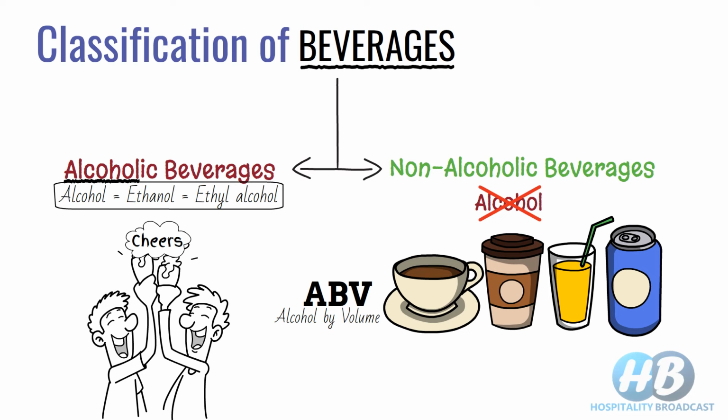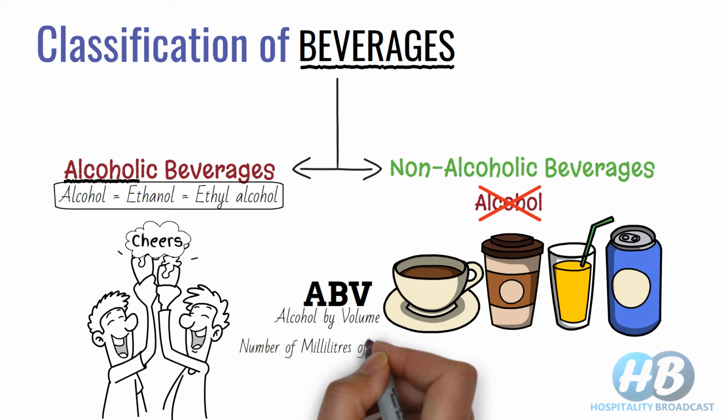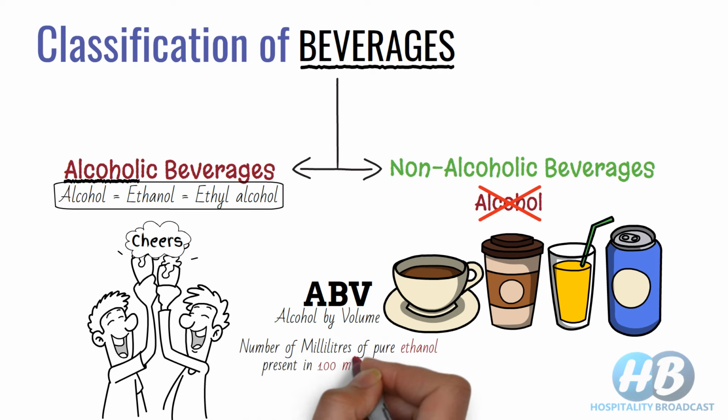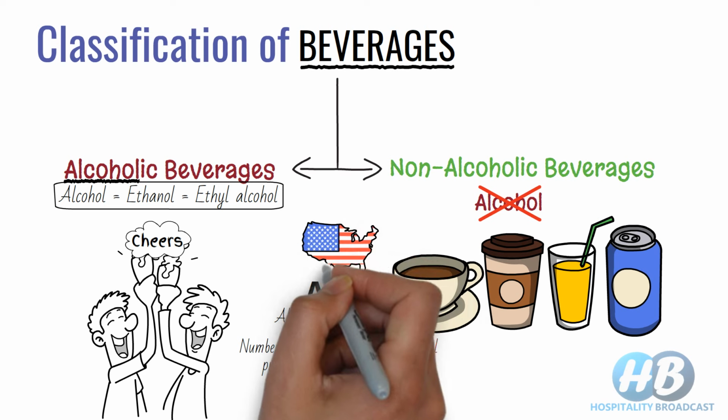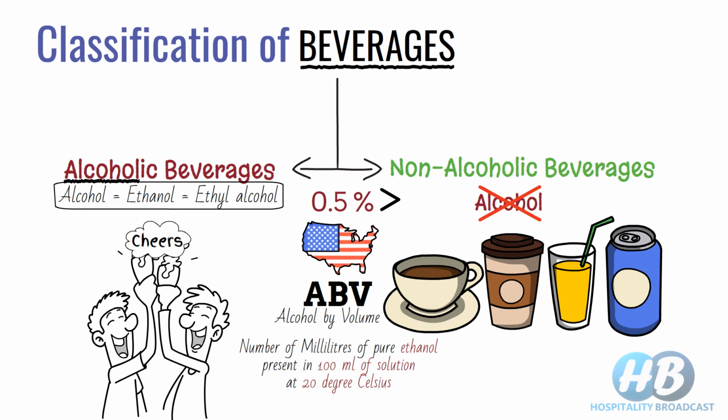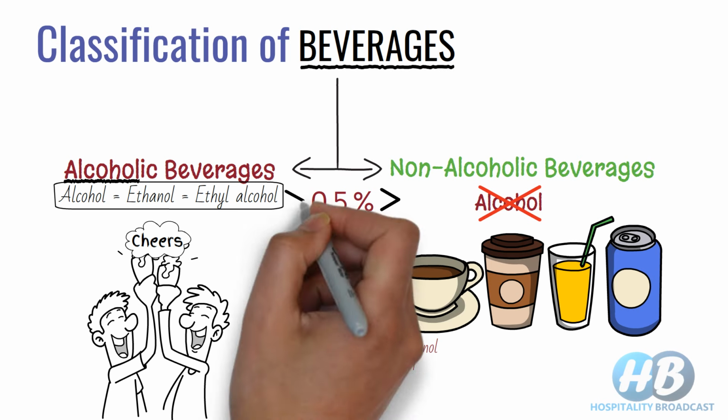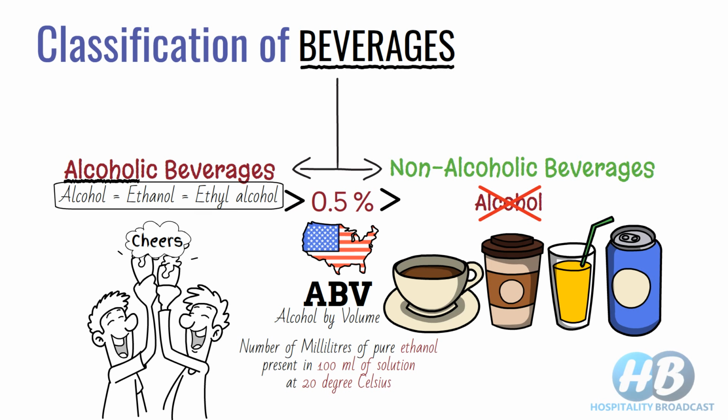Normally, it is measured as number of milliliter of pure ethanol present in 100 ml of solution at 20 degrees Celsius. In general, ABV is also used to classify these beverages. In United States, anything less than 0.5% alcohol by volume is considered or labeled as non-alcoholic beverage, and above 0.5 are considered alcoholic. For example, Beck's Blue with 0.05% ABV is considered non-alcoholic.